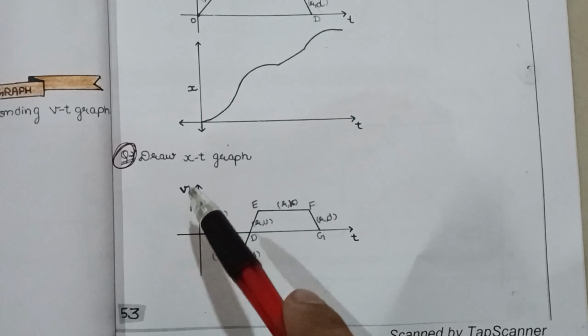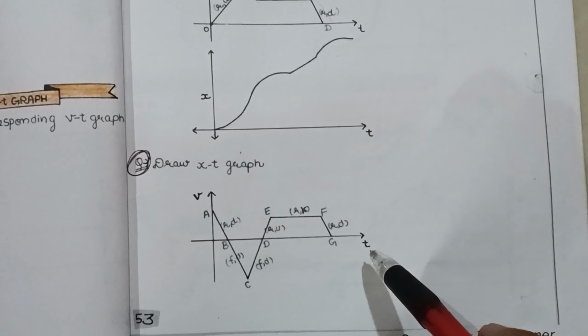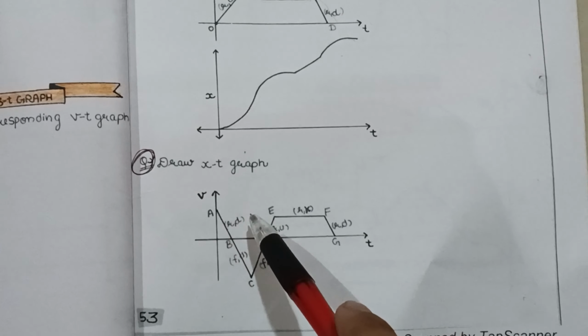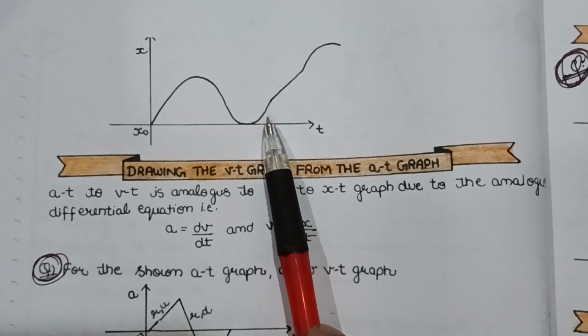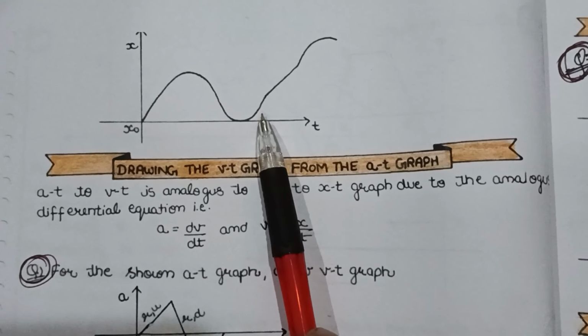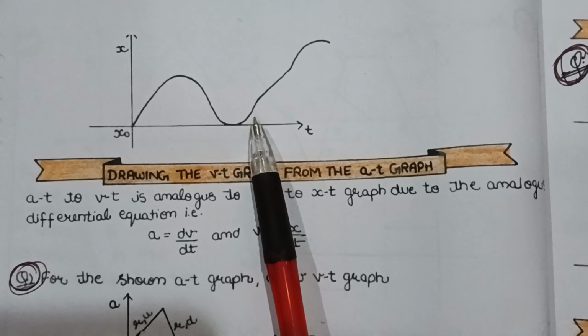Now the next question. If this is the VT graph given, we have to draw an XT graph. So this will be the XT graph for the given previous VT graph. Follow the same method as I have taught you.